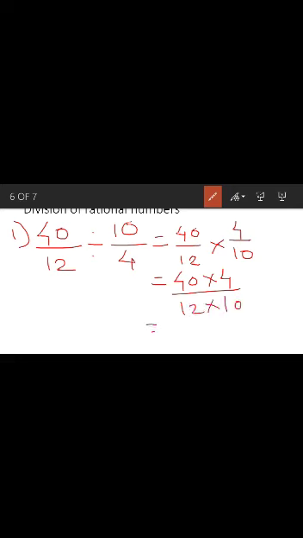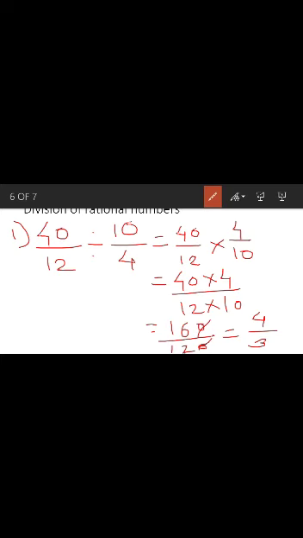40 4s are 160 upon 120. If you want to convert it into simple form, you can, no problem. Suppose 0, 0 will cut, 4 4s are 16 and 4 3s are 12. This is your answer. Do you get it?